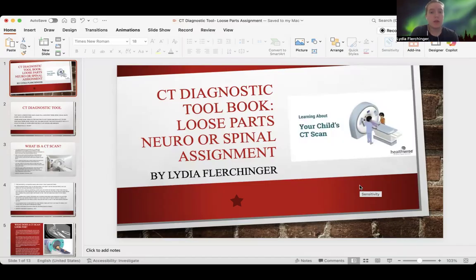So I'm doing a diagnostic toolbook about the CT scan, and I decided to write a little book to describe what a CT scan is for my loose parts, neuro or spinal assignment. I decided to go with the spinal or different parts of the body that includes broken bones and all that, to talk about what a CT scan is and how it works.